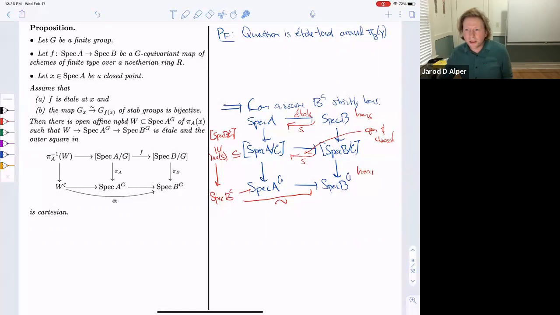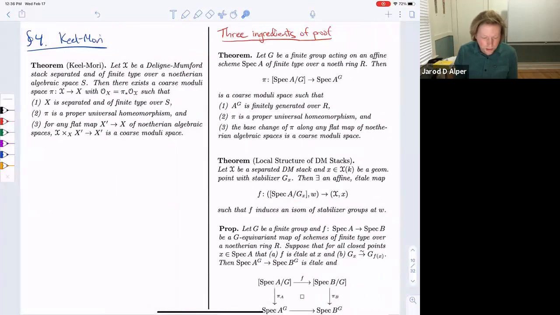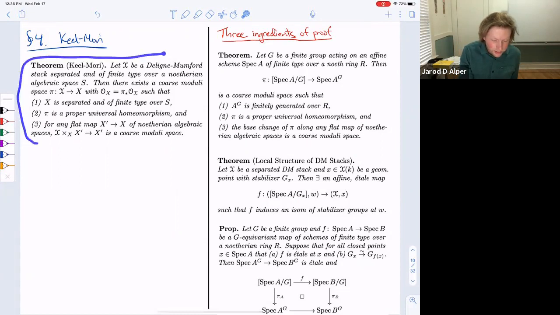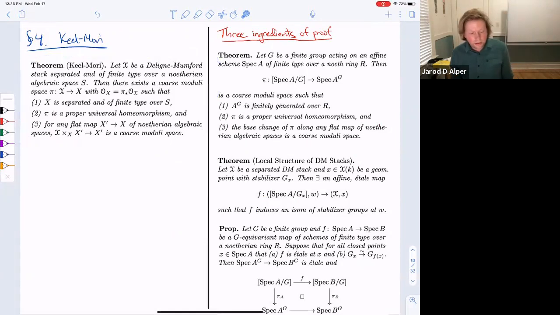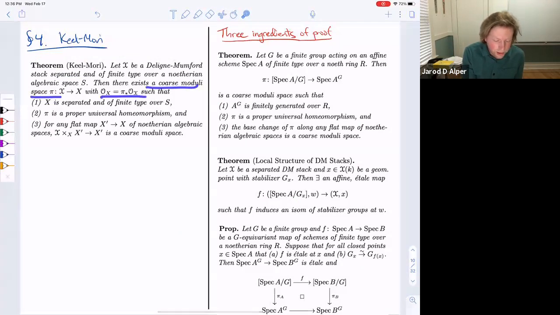All right, so now we finished all the ingredients we need, and I want to wrap up the proof of the Keel-Mori theorem. So here I have a lot on this page, but the three things on the right-hand side we've already proven. What we're after is on the left-hand side. This is what we're trying to prove: that if you have a Deligne-Mumford stack that's separated, then there exists a coarse moduli space with all of these additional properties. In particular, the coarse moduli space is separated.